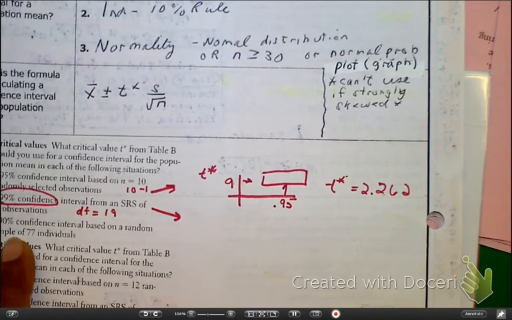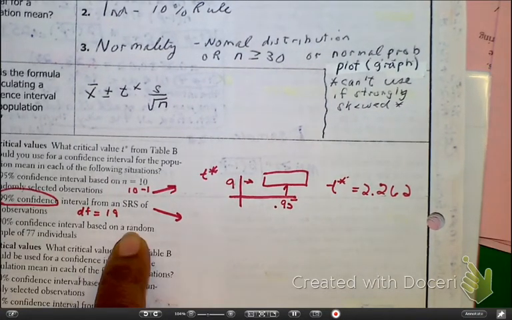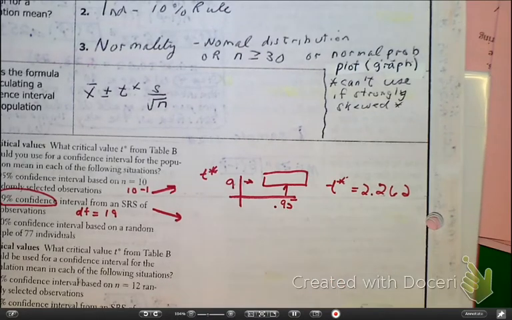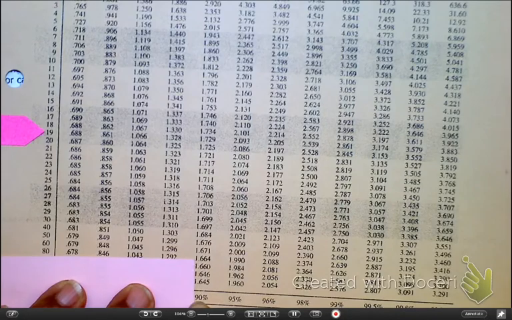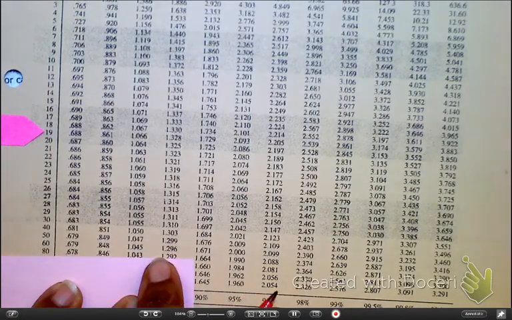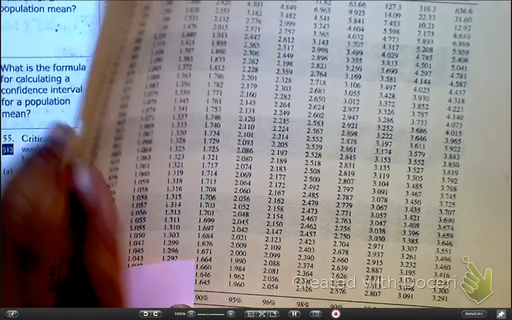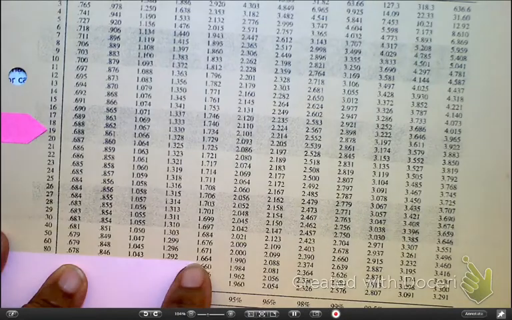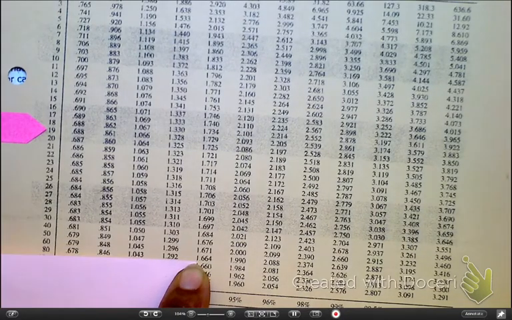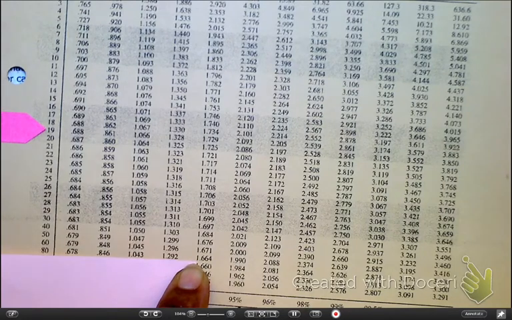Now I want you to do problem 55C. And as you look at this, recognize, here's your 90%. There is no 70, what am I looking for? There is no 76. So I'm just going to have to go with the closest one. So you can go with the 1.664 or the 1.671. Right there.